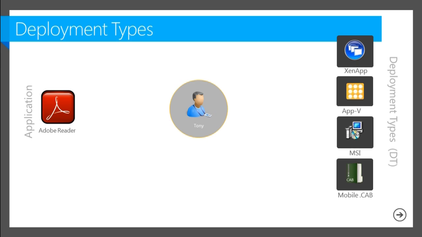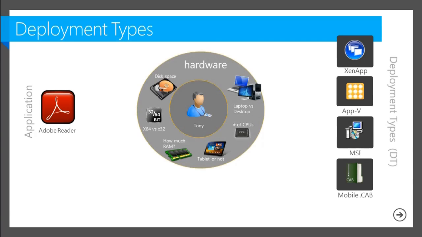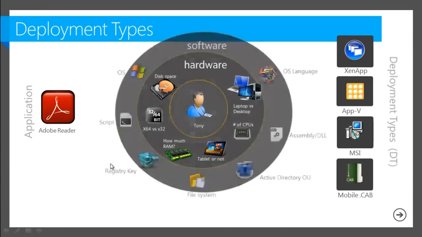So the question is, how do you choose the best deployment type for a given deployment? Well, it could be based on the user's hardware environment. So you could say, for example, depending on whether it's a laptop or a desktop that the user is coming from, you can decide on what deployment type to use. It could be based on number of CPUs, how much disk space is still left, whether it's a 32-bit or 64-bit operating system, and so on and so forth.